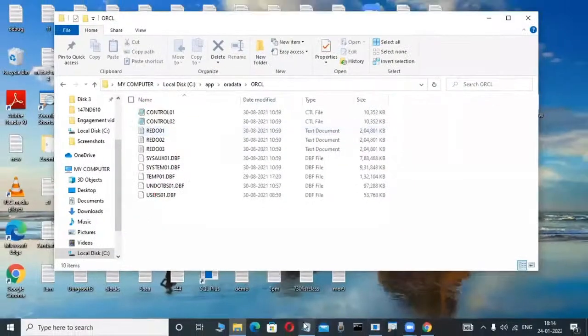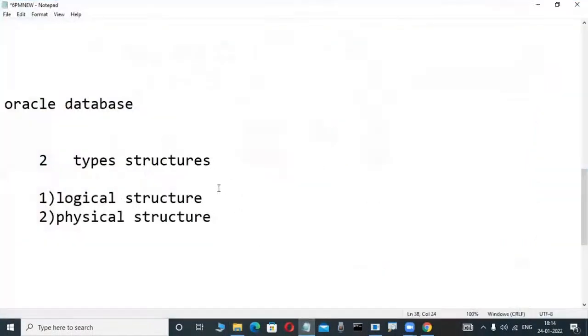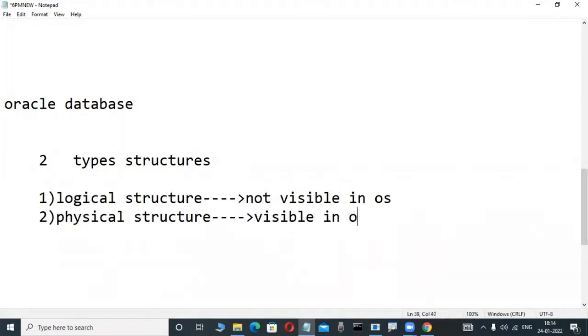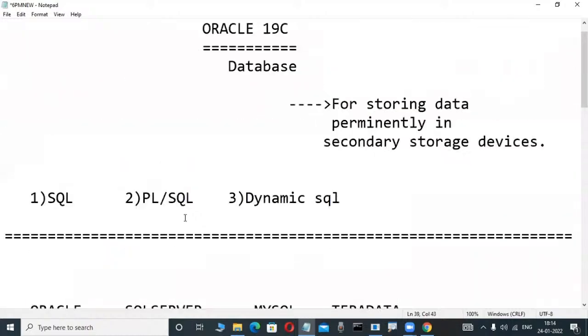That's why a logical structure means a structure which is not visible in the operating system. A physical structure means whenever we are installing Oracle, SQL Server, DB2, these softwares, physical files are created automatically. I told you in the previous classes. That's why a structure which is visible in the operating system is called a physical structure. These are all things I told you in the previous class.